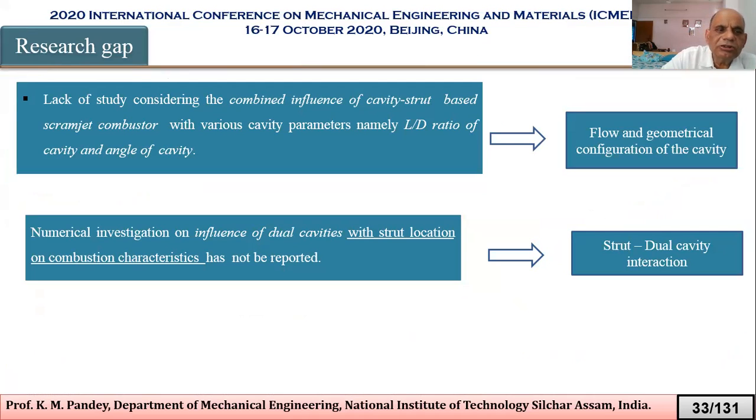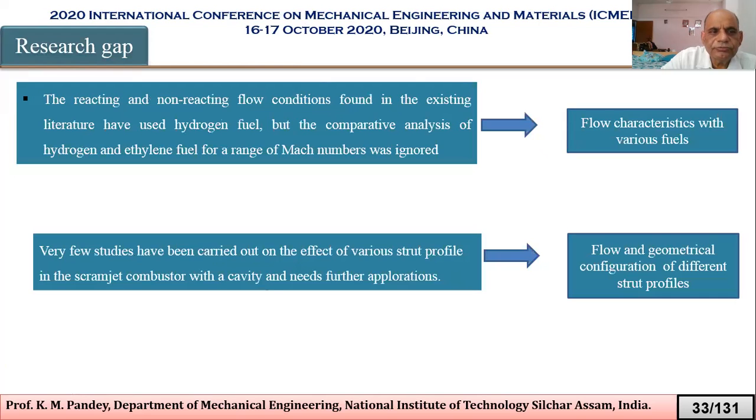Now I will come to the research gap. There is a lack of study considering the combined influence of cavity and strut in a scramjet combustor with various cavity parameters, namely the L by D ratio of the cavity and the angle of the cavity; it is not discussed. Then numerical investigation on the influence of dual cavity with strut location on combustion characteristics has not been reported.